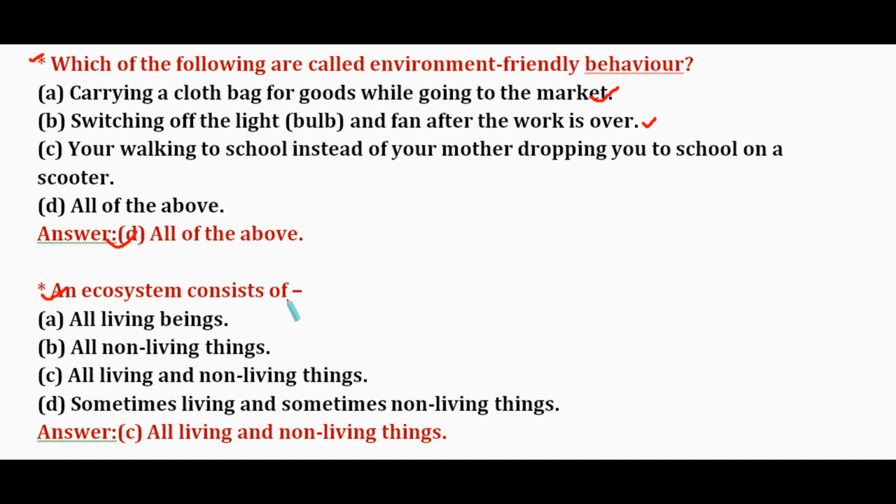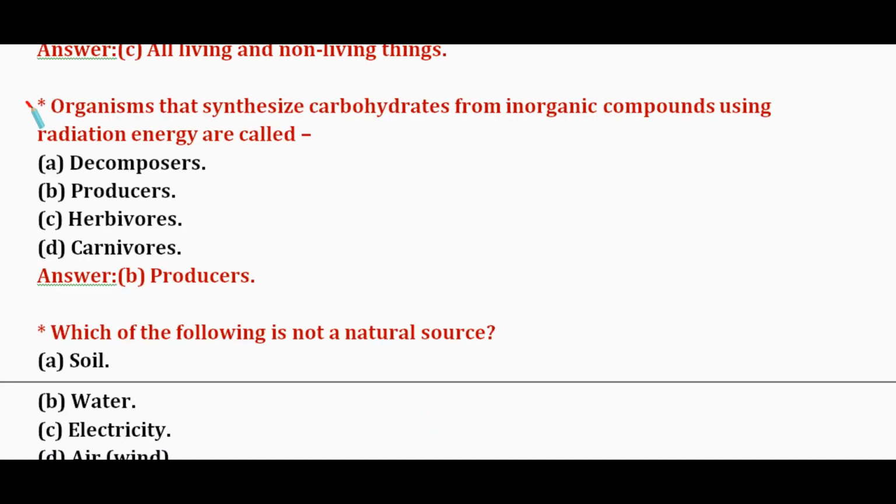Next question. An ecosystem consists of all living beings, all non-living beings, all living and non-living things, sometimes living and sometimes non-living things. The correct answer is all living and non-living things. The organisms that synthesize carbohydrates from inorganic compounds using radiation energy are called decomposers, producers, herbivores, carnivores. The correct answer is producers.